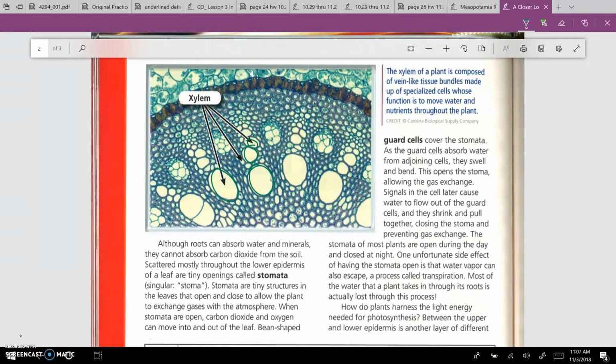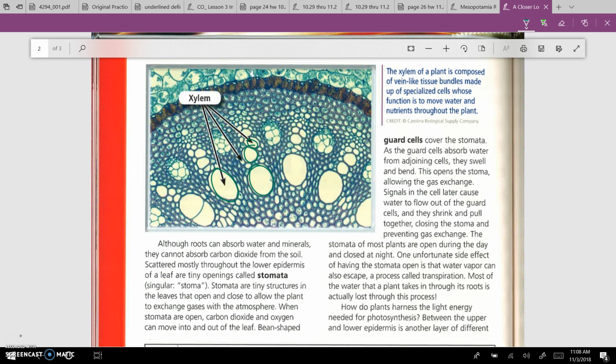Bean-shaped guard cells cover the stomata. As the guard cells absorb water from adjoining cells, they swell and bend. This opens the stoma, allowing the gas exchange. Signals in the cell later cause water to flow out of the guard cells, and they shrink and pull together, closing the stoma and preventing gas exchange. The stomata of most plants are open during the day and closed at night.